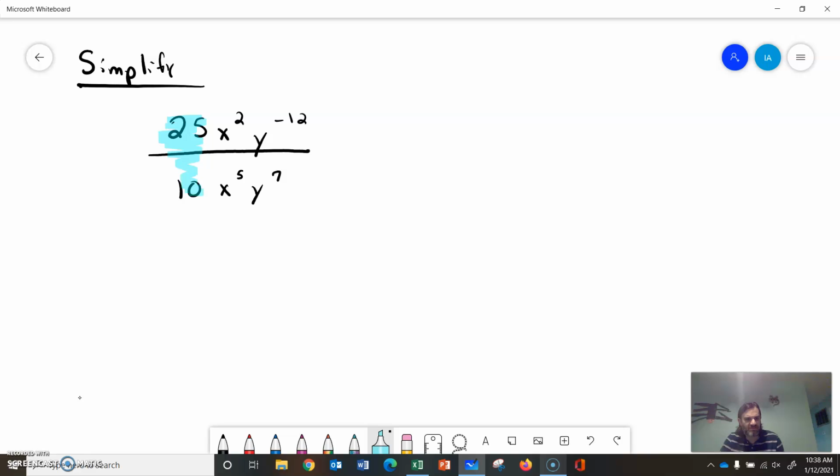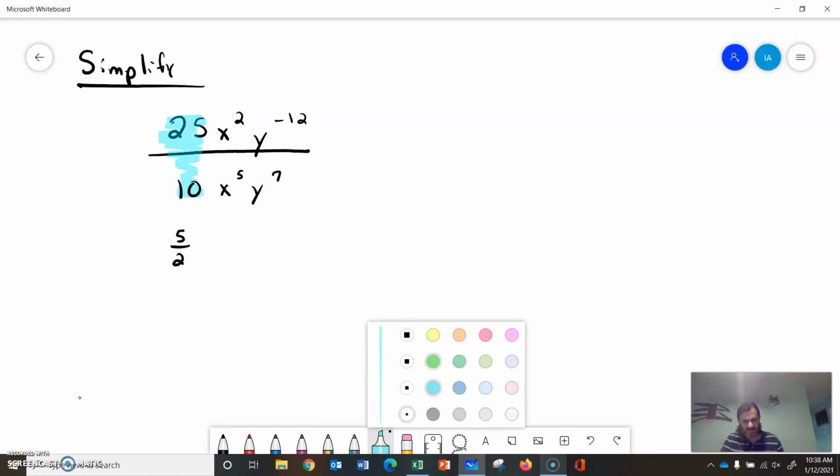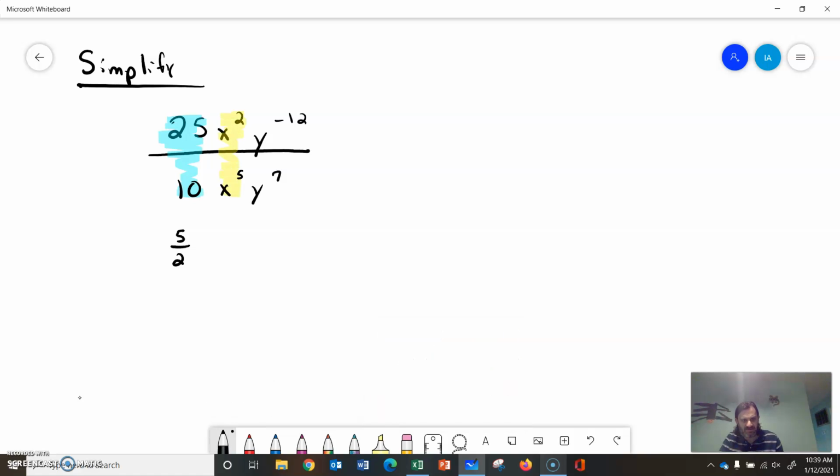Well, 25 over 10 can be written as 5/2 if we like. And then we can combine our x's. We got x squared on top and x to the 5th on the bottom. So remember, if we're dividing terms, we can subtract their exponents. So that'll be x to the 2 minus 5.